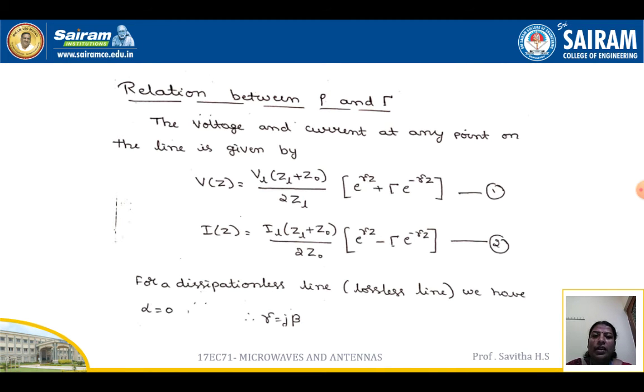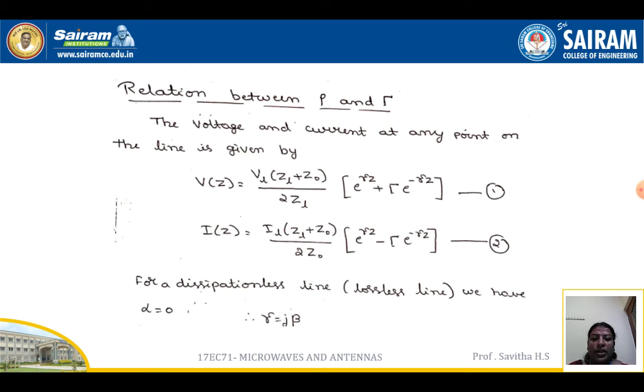So now we'll derive the relationship between standing wave ratio and reflection coefficient. The voltage and current at any point on the line is given by this formula. Also already we derived same formula, we are writing once again here. V of z is equal to VL (ZL plus Z0) divided by 2ZL e to the power of gamma z plus reflection coefficient into e to the power of minus gamma z, and I of z is equal to IL (ZL plus Z0) divided by 2Z0 e to the power of gamma z minus gamma e to the power of minus gamma z. This is called equation 2.